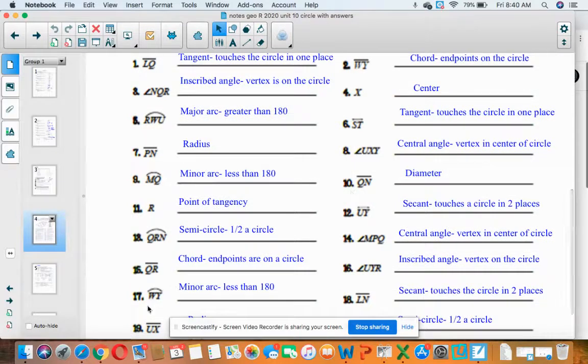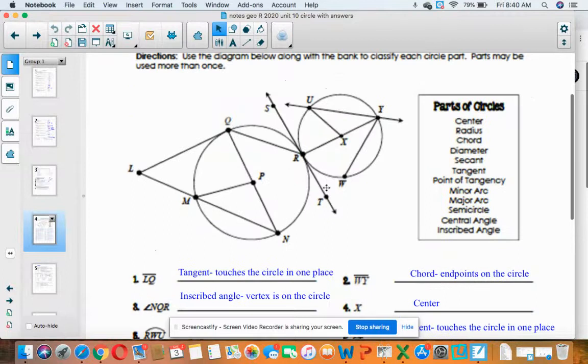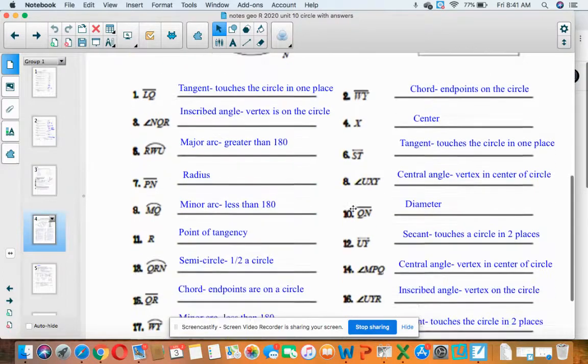Number 17, arc WY is a minor arc. It's less than 180 degrees. Let me just show you. WY is right here. It's less than 180 degrees. So a minor arc is less than 180 degrees. A major arc needs 3 letters and it's greater than 180 degrees. You have to have 3 letters for the major arc. If it's exactly 180 degrees, I call that a semicircle.